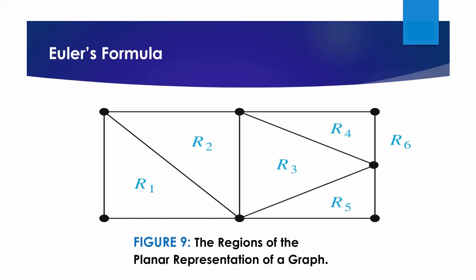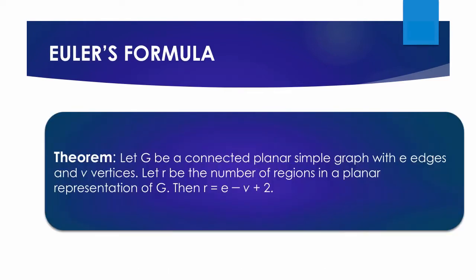He accomplished this by finding a relationship among the number of regions, the number of vertices, and the number of edges of a planar graph. This leads us to the following theorem. Let G be a connected planar simple graph with E edges and V vertices. Let R be the number of regions in a planar representation of G. Then R equals E minus V plus 2.